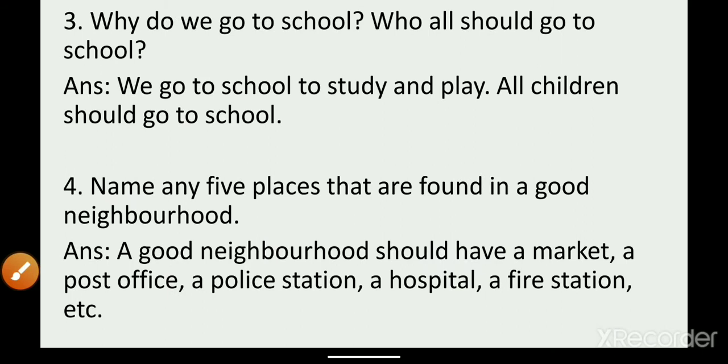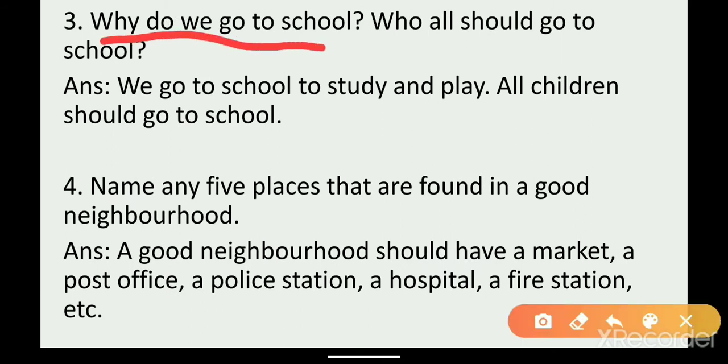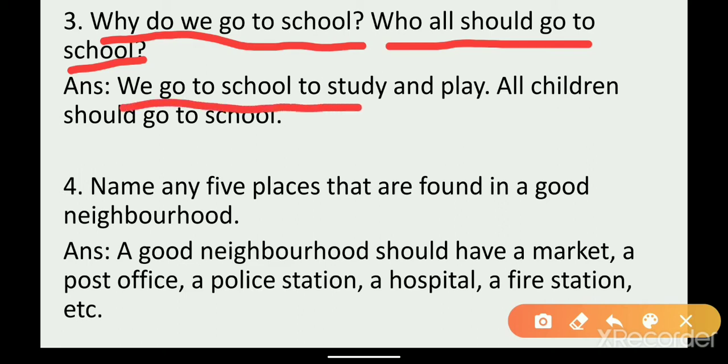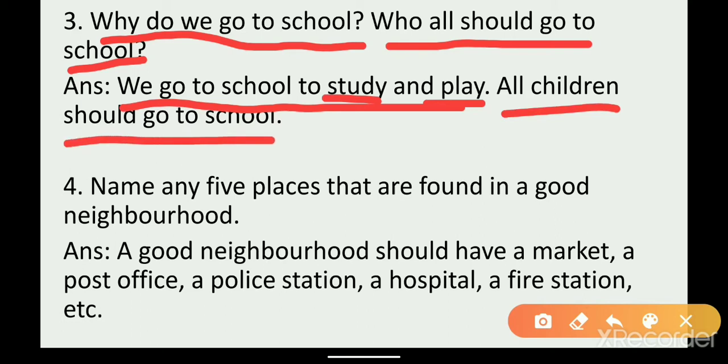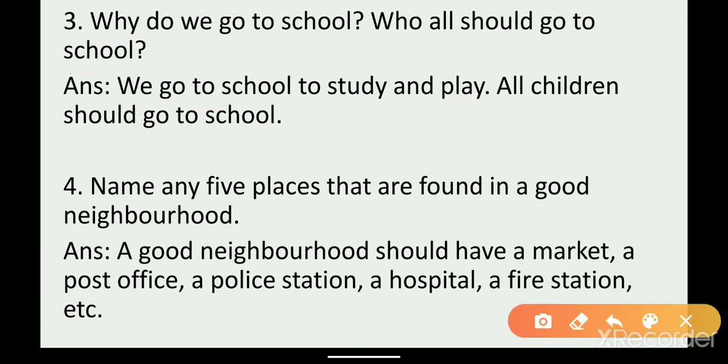Next, why do we go to school? Who all should go to school? We go to school to study and play. All children should go to school. So all small children, big children, till the age of 18 years or till you complete your school, you have to go to school.